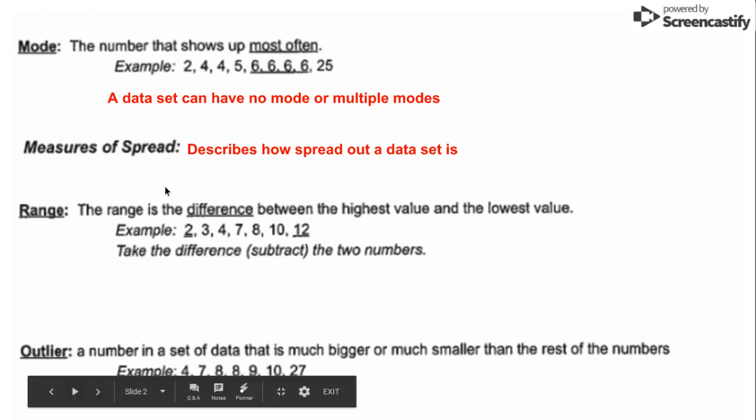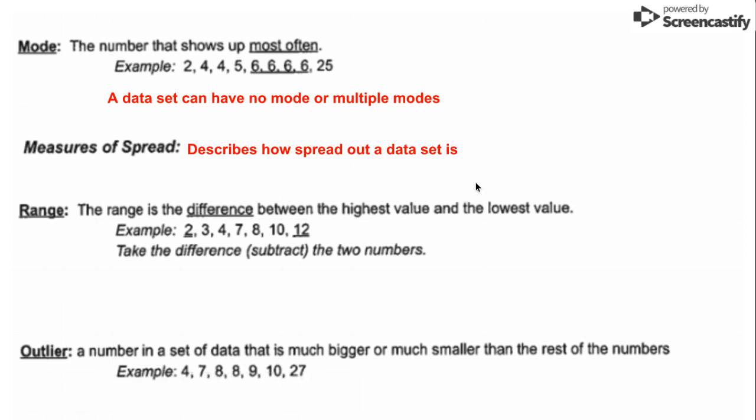A measure of spread describes how spread out a data set is. So it really tells us how far my data values go. And so to find the range, we take the difference, or we subtract the two numbers that are the highest and lowest in the data set. Another reason why ordering your data is a good idea. So I would do 12 minus 2 in this case, and my range would be 10.